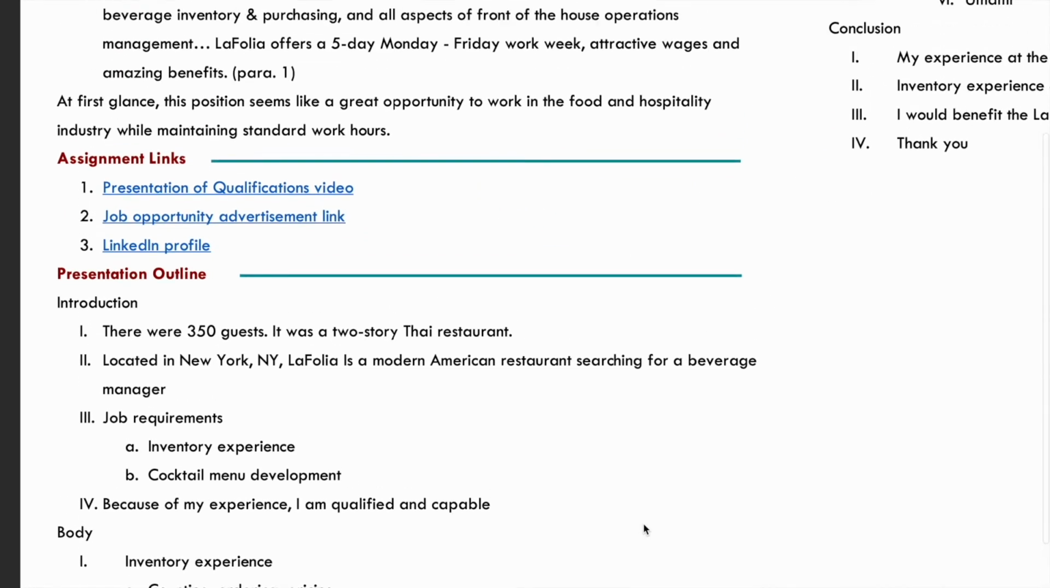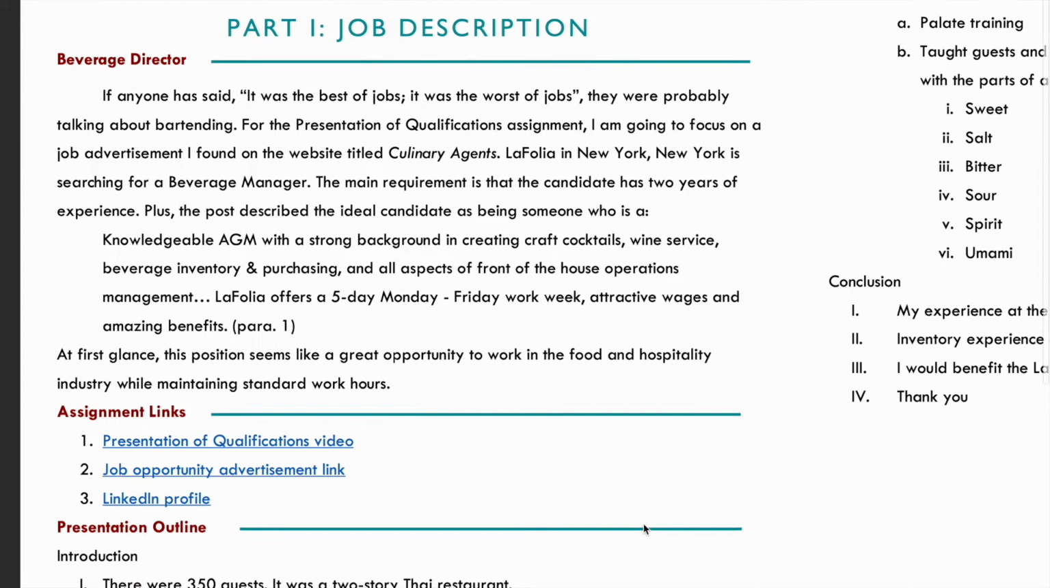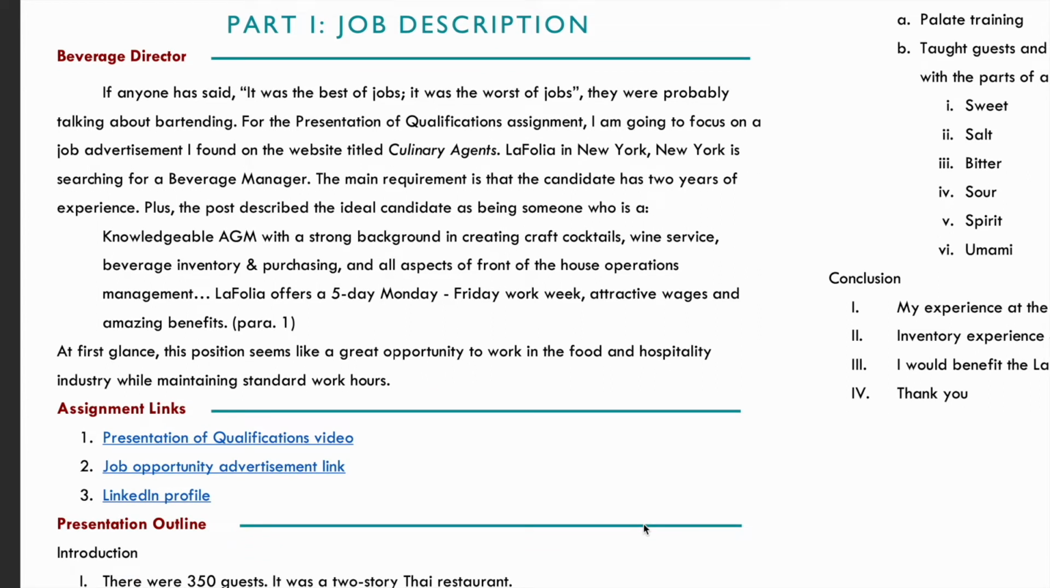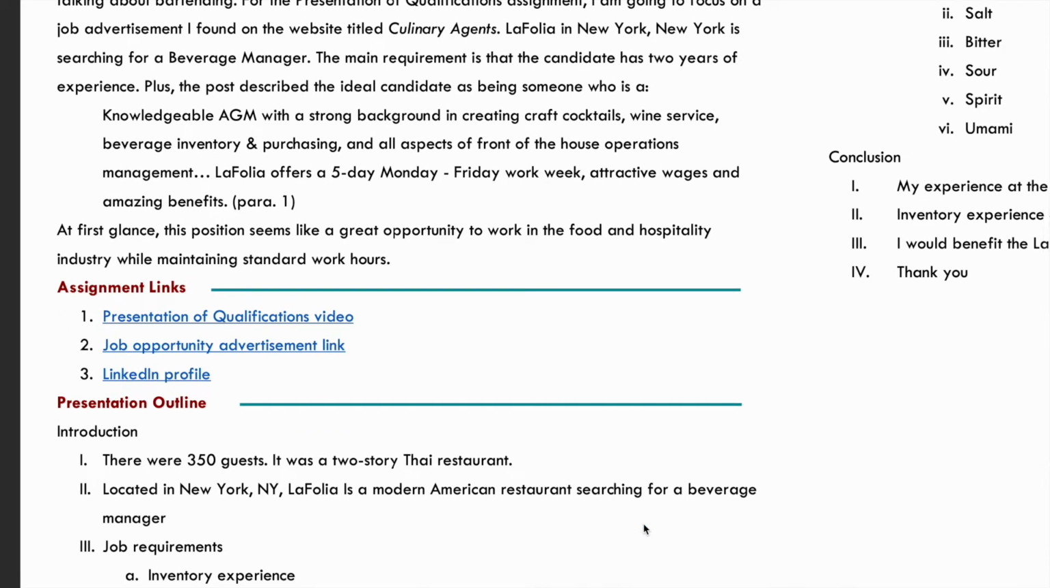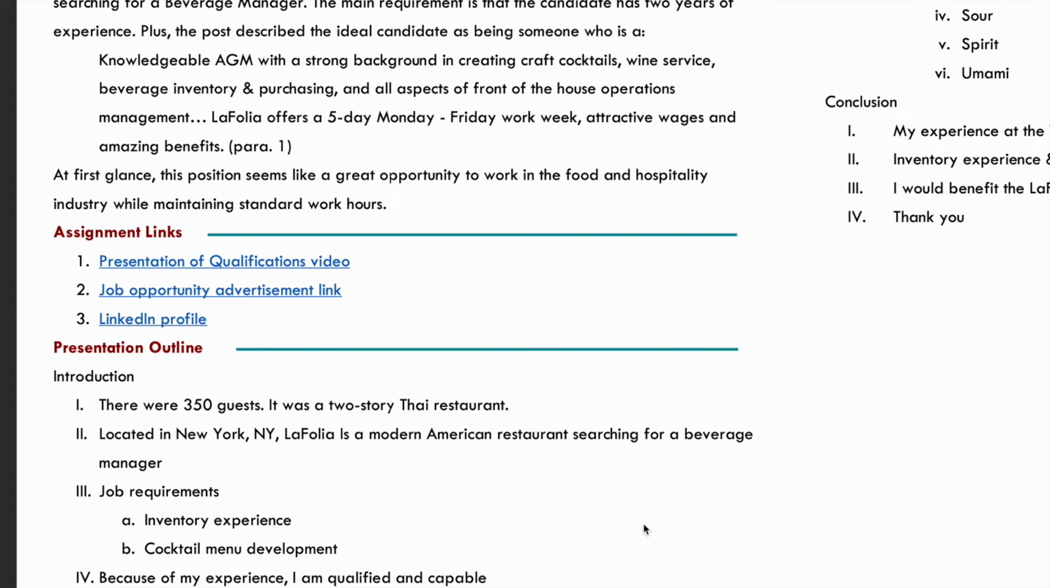So we're going to look at page 2. So first, let's go on to the job description. I provided the job description title. It is the beverage manager. La Folia in New York is searching for a beverage manager, and the main requirement is that the candidate has 2 years of experience. Next up, I provided the required assignment links. So as an embedded hyperlink, and that how-to video is available on our Canvas page as well. You're going to see the presentations of qualifications video, the job opportunity advertisement link, and then my LinkedIn profile that's been updated and has some new content.